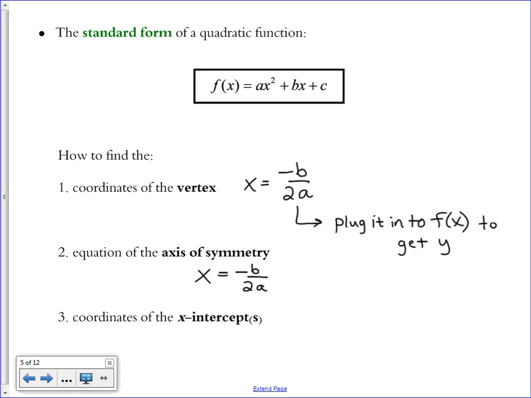And to get the coordinates of the x-intercept for any quadratic function, or any function at all, you change y to 0.